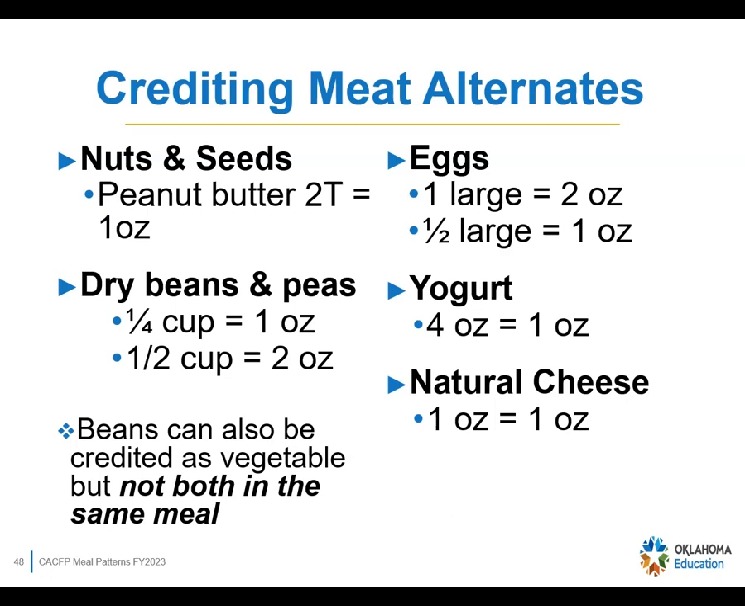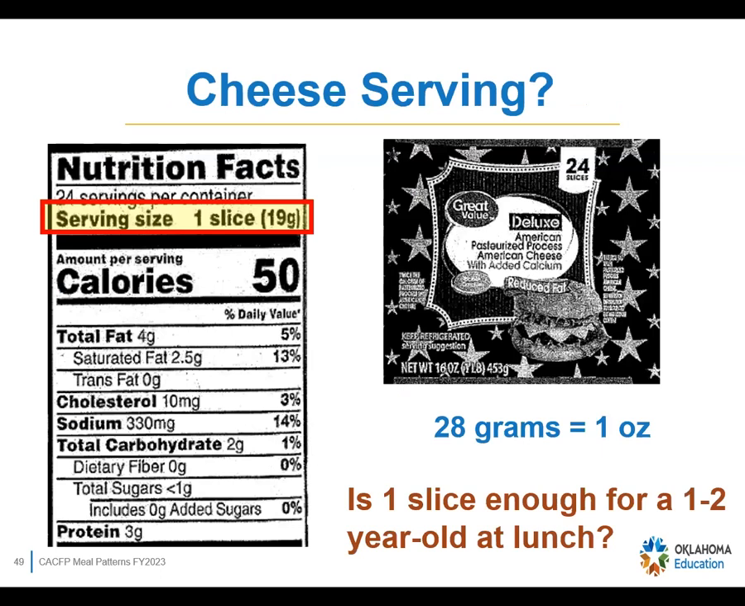Again, beans are a meat alternate and a vegetable. But if you serve them, you have to decide if it's a meat alternate or a vegetable in that meal. It cannot be both. And if you do cheese, which we call natural cheese, like cheddar, mozzarella, anything that's real, it is ounce for ounce. Now, we got this label from a participant, and they asked us to talk about this.